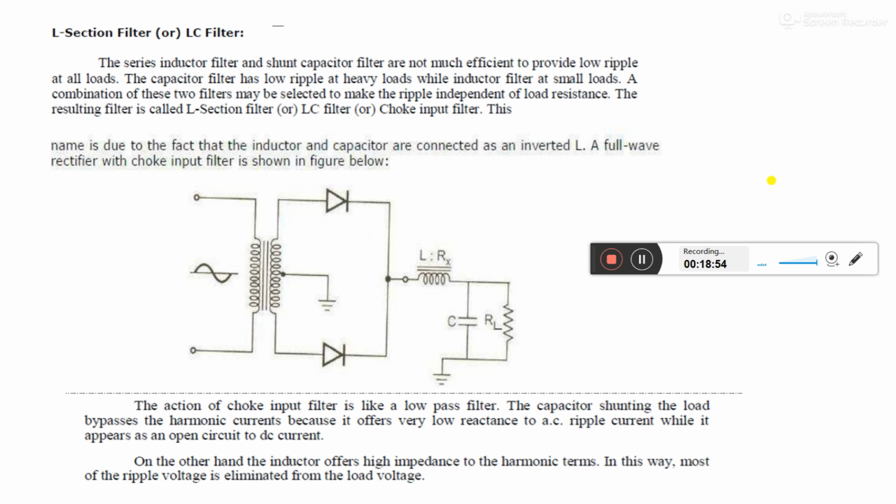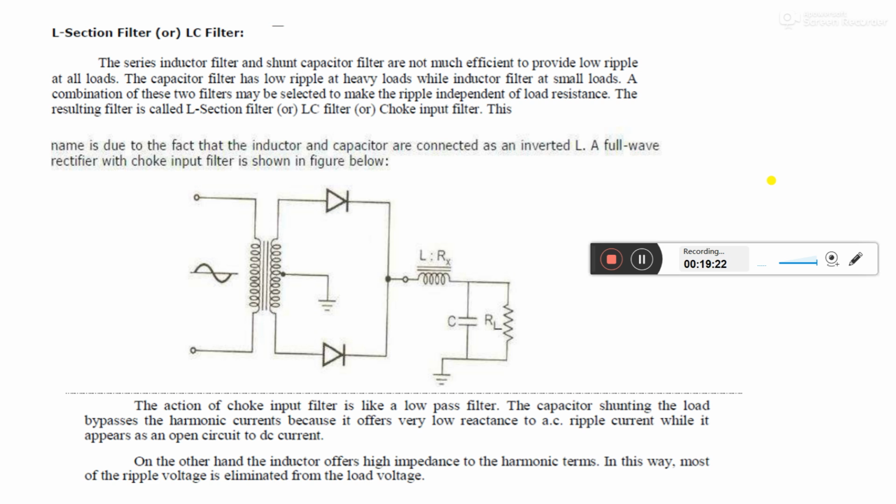A full wave rectifier with a choke input filter is as shown here. A center tap full wave rectifier is connected with the load and the capacitor circuitry. The action of the choke input filter is like a low pass filter.